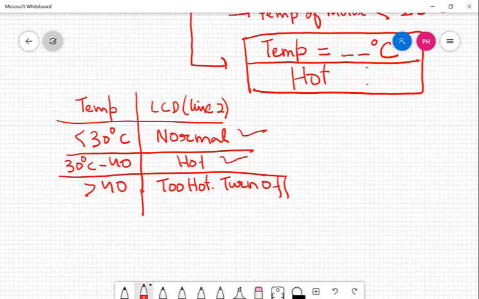That it should remind the user that the machine is too hot, or a particular part of the machine is too hot and it needs to be turned off. Fine.